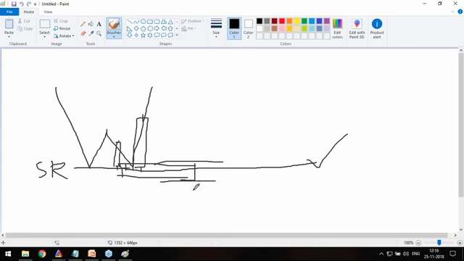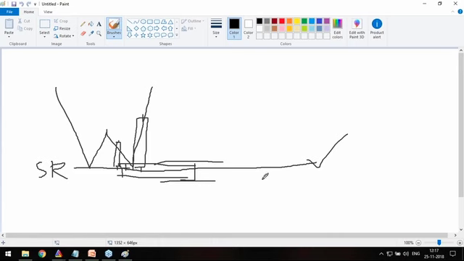How is the SR line formed? When there are 2 stops, a major SR is formed. 1 stop, a minor SR is formed. Now where is the zone formed? Wherever near the SR, if there is a DBR or an RBD or an RBR or a DBD, then that is the zone. That is the strong fundamental difference between a zone and an SR.